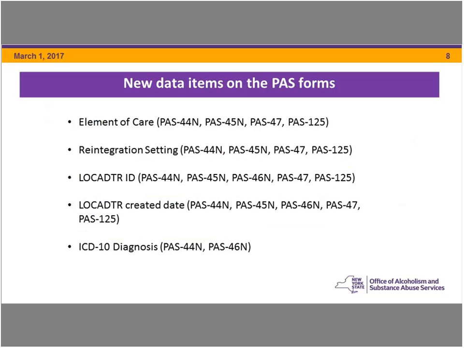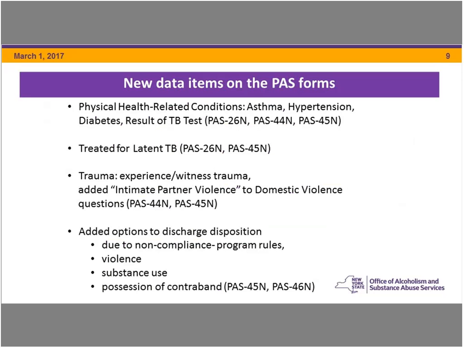So here we have some of the new items that will be on the forms. The element of care and reintegration setting are specific to Part 820 programs. The other new items are such as locator ID and created date, ICD-10 diagnosis code, and on the next slide we have some physical health related items, such as asthma, hypertension, diabetes, result of TB test, treated for latent TB, and experiencing or witnessing trauma. These will appear on admissions and discharge forms as well as the crisis forms for all services.